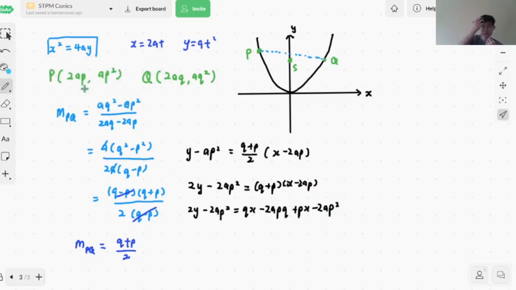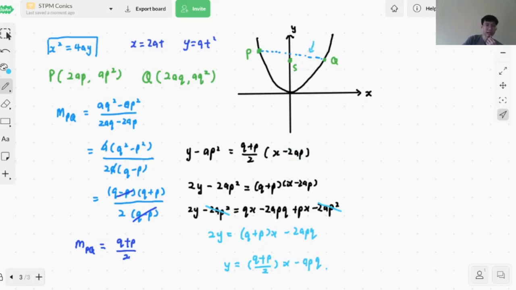So I should get qx minus 2apq plus px minus 2ap squared. In this case, I try to see anything that I can cut, and I cut away. Let me analyze the equation here. As I can see, this is minus 2ap squared, I can cut away. So then I will be left with 2y equals (q plus p) times x, and these two I factorize, minus 2apq. And y at the end will be (q plus p) over 2 times x, minus apq. So meaning to say, this is the equation of the chord.